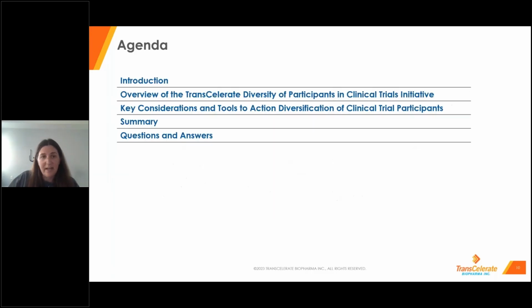By way of agenda, we're now going through the introduction, but next you'll hear a bit of an overview of our TransCelerate Diversity of Participants in Clinical Trials initiative. And then we will go into some of the key considerations and tools to action diversification of clinical trial participants. And we'll end with a summary and finally Q&A from the audience.